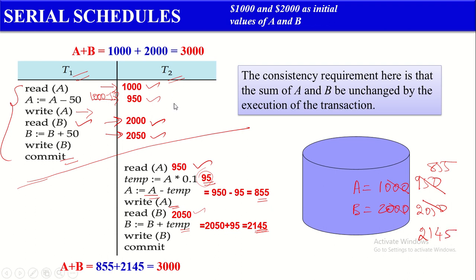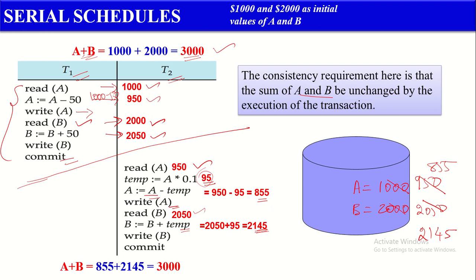Students, we all know that serial schedules are always consistent. It maintains the consistency property of the database. In this example, the consistency requirement is that the sum of A and B be unchanged by the execution of the transaction. Here you can notice at the beginning of this schedule, the sum of A and B is 3000.